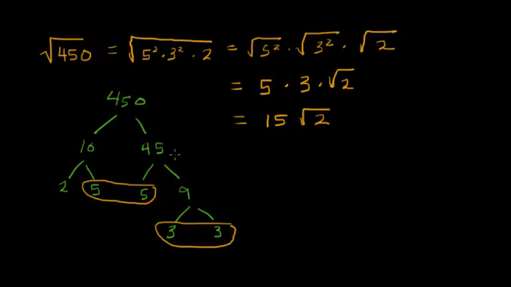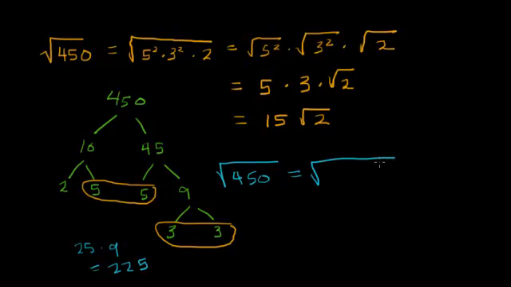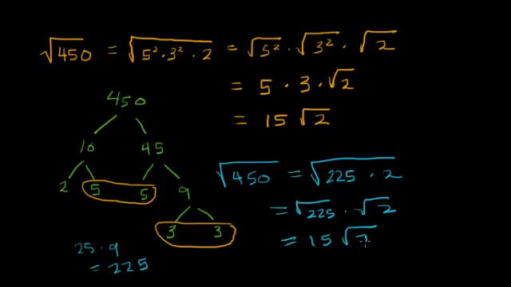That's one way to do it. The other way would be to say, well, what is 5 times 5 times 3 times 3? So we could have also worked this problem by saying the square root of 450 is equal to, well, that's 25 times 9, which is 225. So we could write this as 225 times 2, or the square root of 225 times the square root of 2, which is 15 times the square root of 2. The same result.